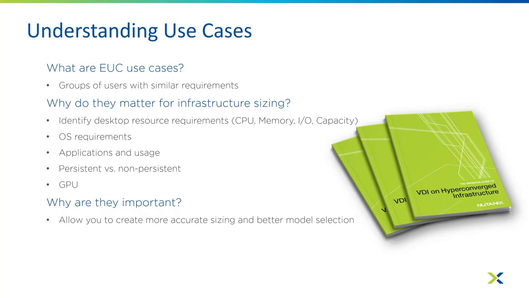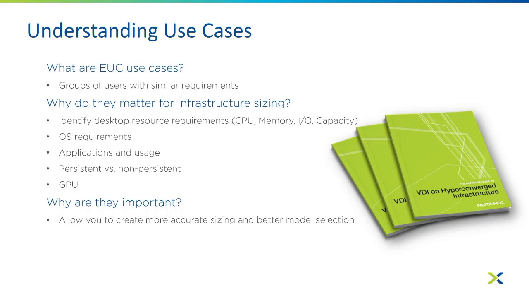Now, when I talk about use cases, what I really mean is groups of users, or a grouping of users, with similar requirements. Why these matter for a correct sizing is to be able to identify commonalities. So identify desktop requirements such as CPU, memory, I/O capacity, storage, and the like. To be able to identify operating system requirements, whether it's a specific version of Windows 10, the application sets, the application usage of your employees, differences whether it's persistent, non-persistent, or whether those employees have got graphical requirements.